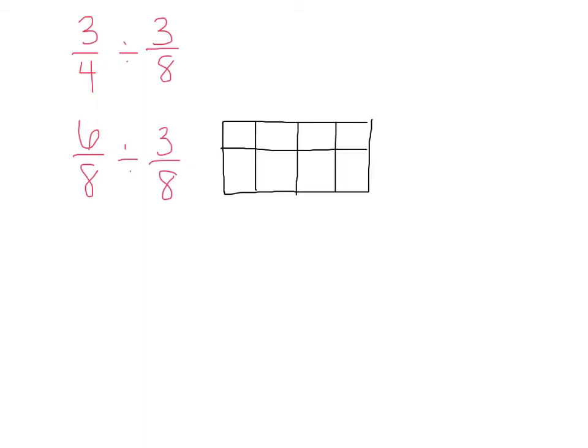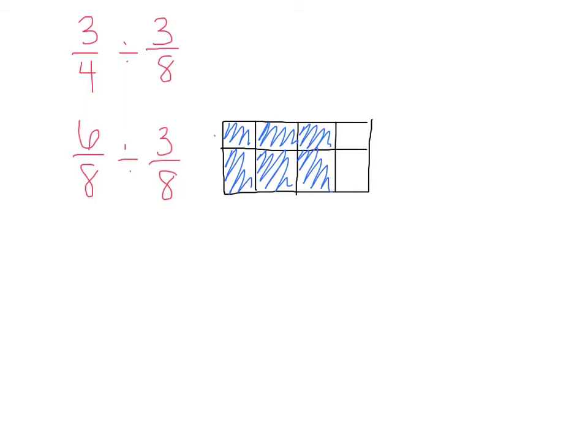So we have our box divided into 8 equal sections, and we are going to color in the 6/8 first because that's our dividend. So that is what we need to start with. So we'll color in 6/8. And now we need to think about how many 3/8 are there in those 6/8. And we're going to go ahead and circle those.